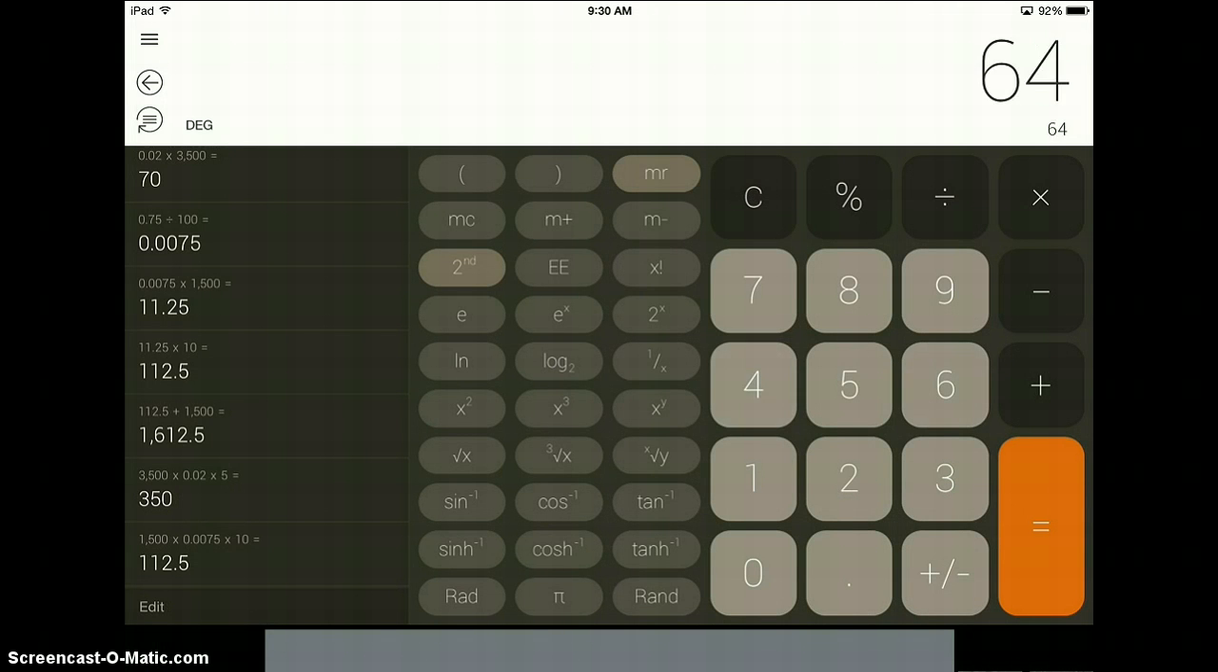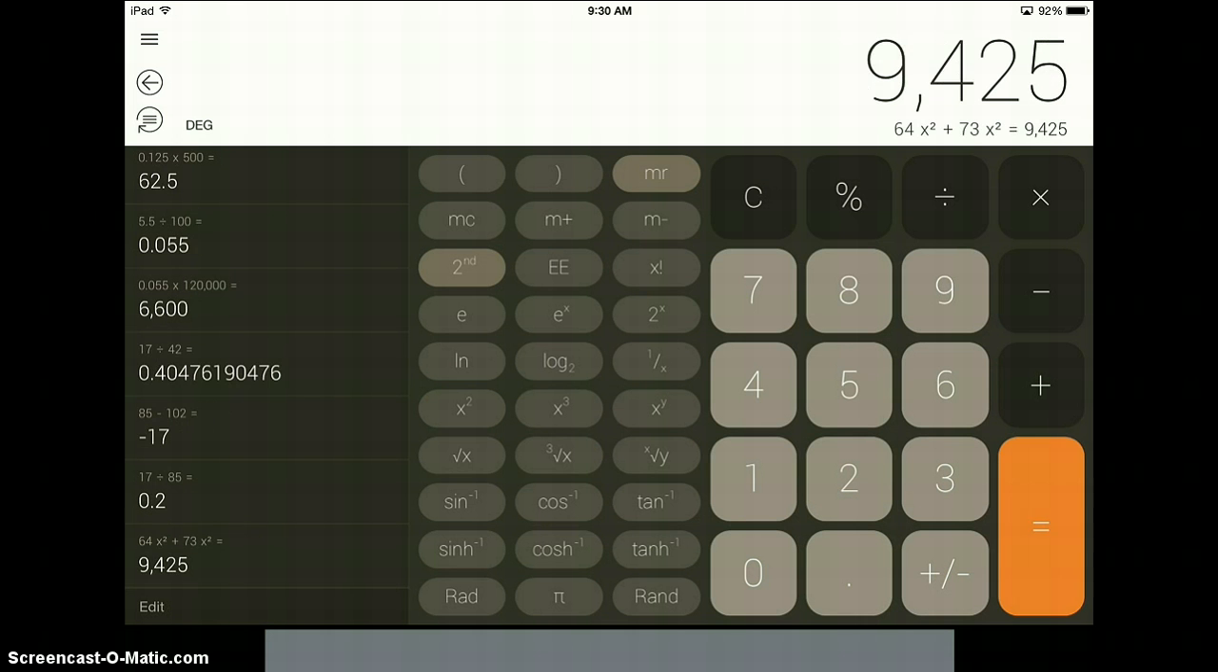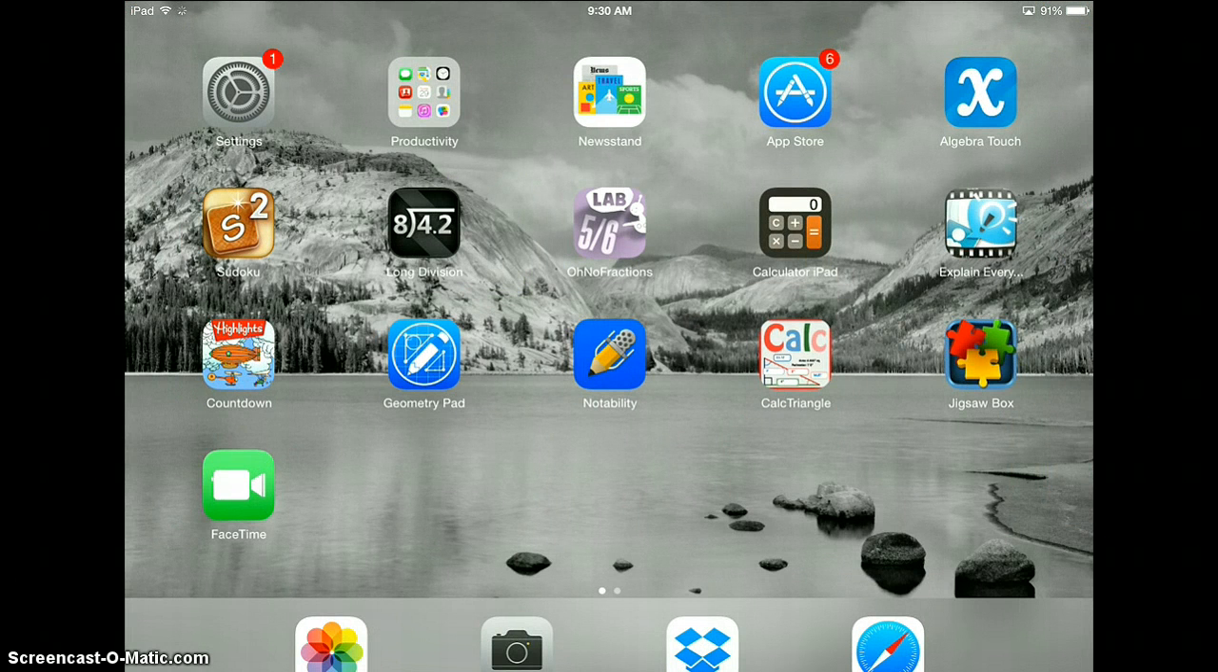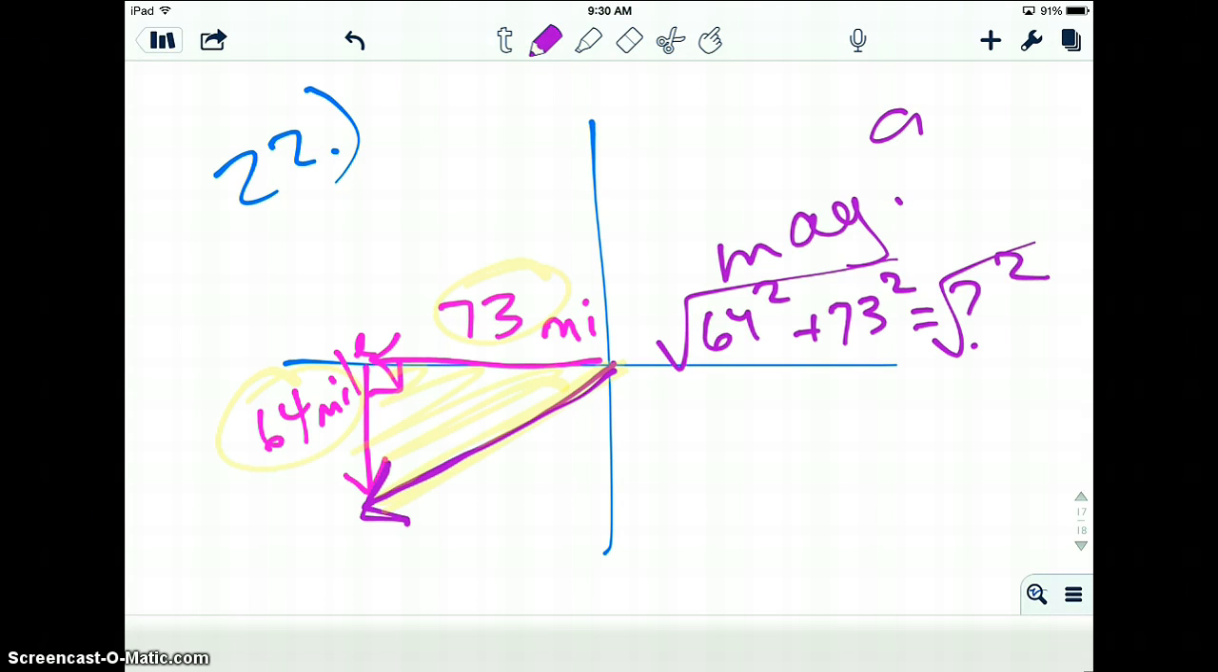we need to do some calculating. I don't know that off the top of my head. 64 squared plus 73 squared. And then I'm going to square root that. There it is. So it does not tell me how to round, so I'm just going to go to the nearest mile. And that is 97 miles. So I'm going to say, boom, got that. I was able to say the magnitude is 97 miles.